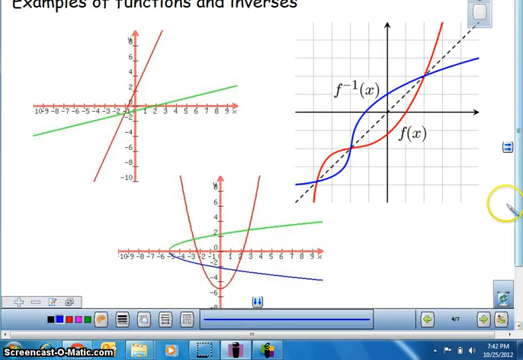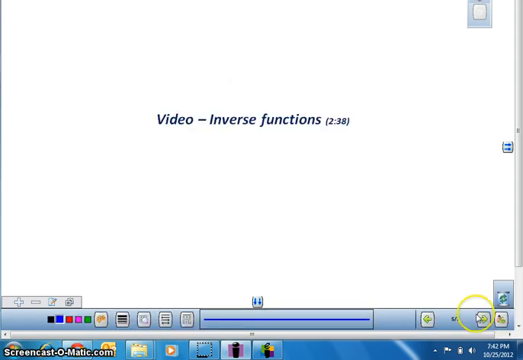Here are some examples of inverse functions if we're thinking about what an inverse function looks like. The first one, and then our inverse. The red is the function, the green and blue is our inverse. The red is the function, the blue is the inverse. So many different ways that it could look. I don't think the video is going to work, but we'll look at that tomorrow in class so that you can see that.